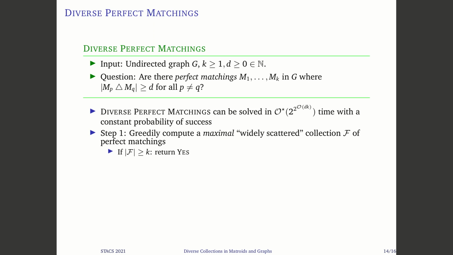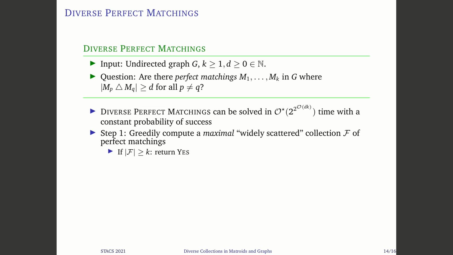On the positive side, we show that diverse perfect matchings can be solved in FPT time, FPT in d, n and k, using a randomized algorithm with a constant probability of success. What this means is that if the input instance is a no instance, then this algorithm will always correctly report no. If the input instance is a yes instance, then this algorithm will report yes with probability at least half.